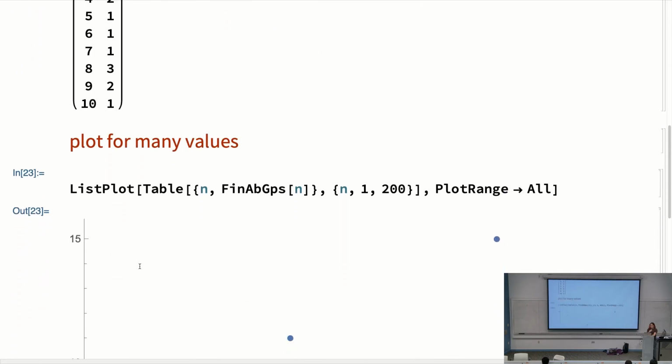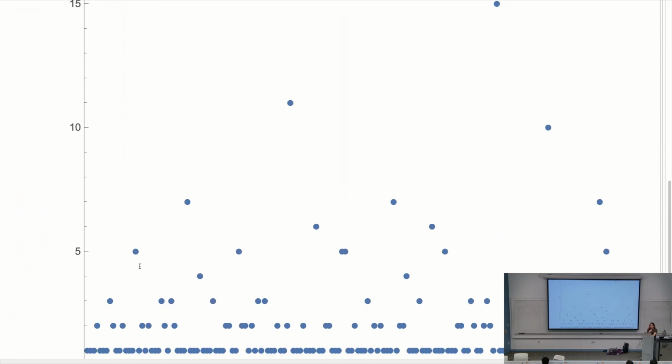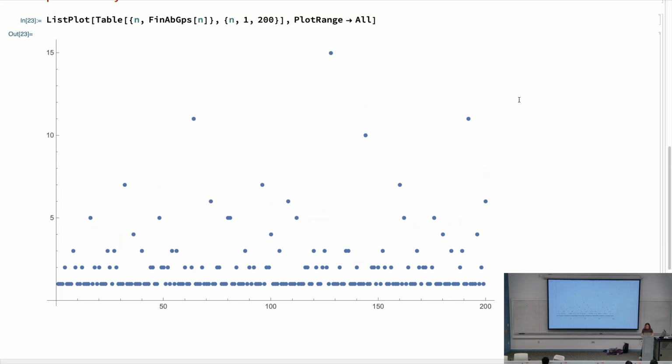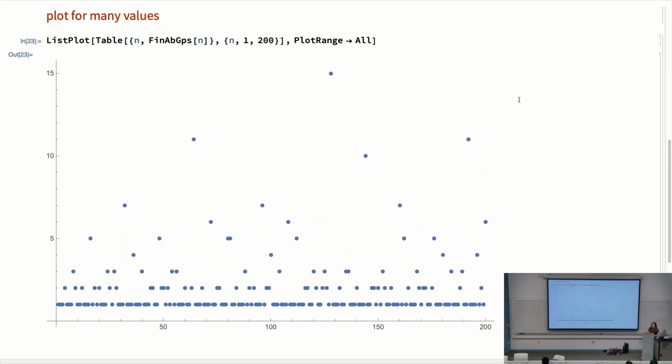So I plotted it for a lot of values. And now maybe this is too big. Hold on. We go down to 200%. So here's for n from 1 to 200, how many abelian groups are there for that n? And yeah, that's it.